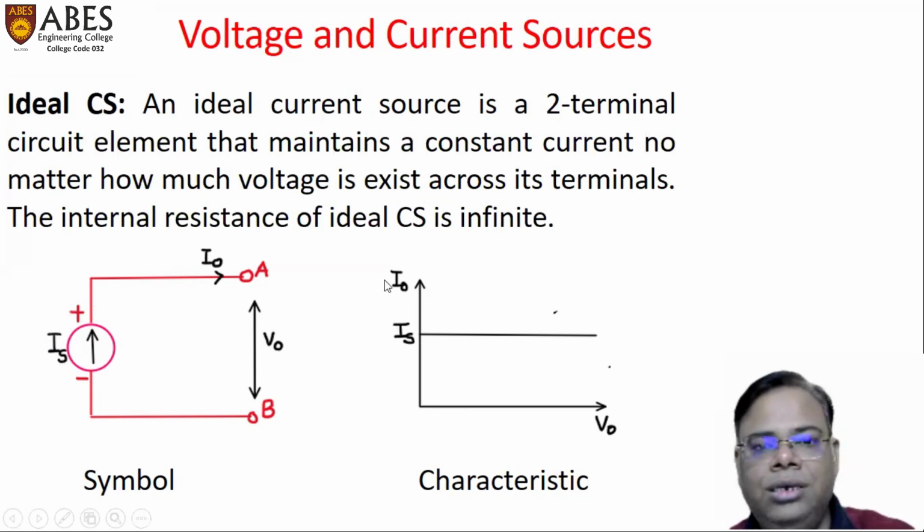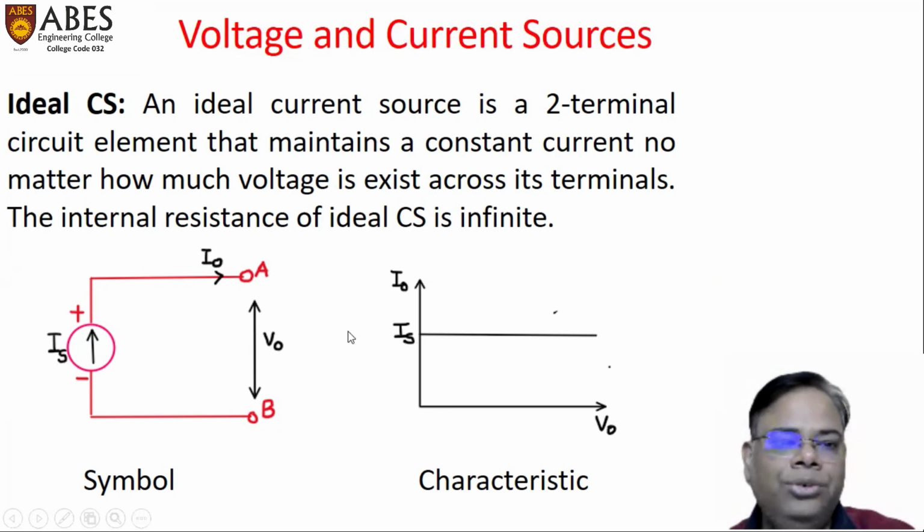As you can see, in the characteristic of the ideal current source, the output current remains constant at any value of output voltage. If we change the output voltage, the characteristic remains constant at the level of Is. If it is a 1 ampere source, then it maintains the value of I naught at the level of 1 ampere at any value of output voltage. And the next property of the ideal current source is that its internal resistance is infinite.